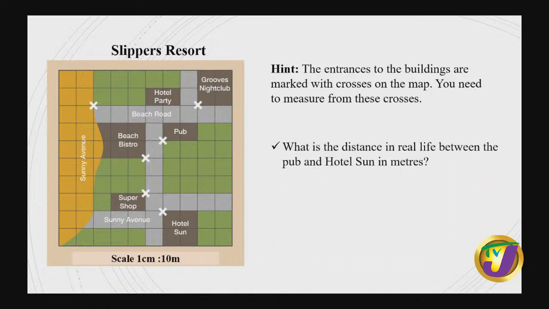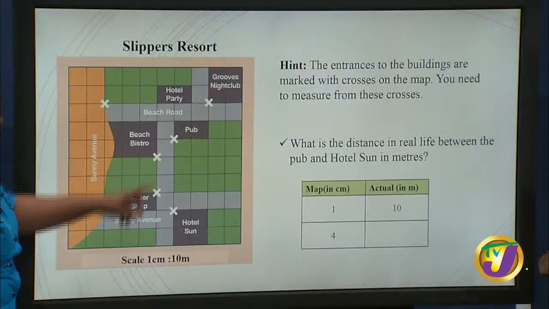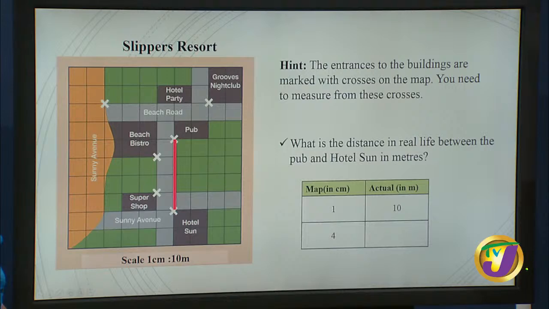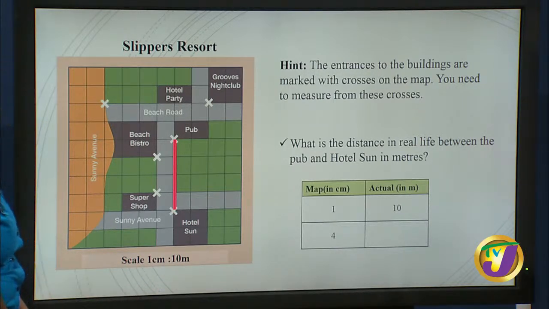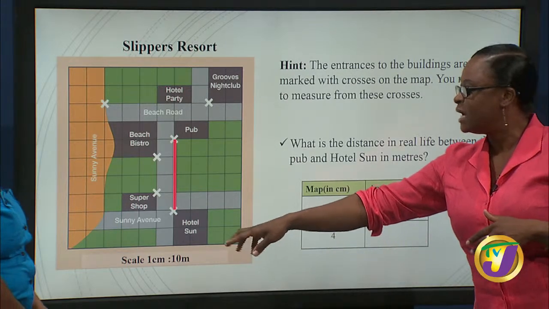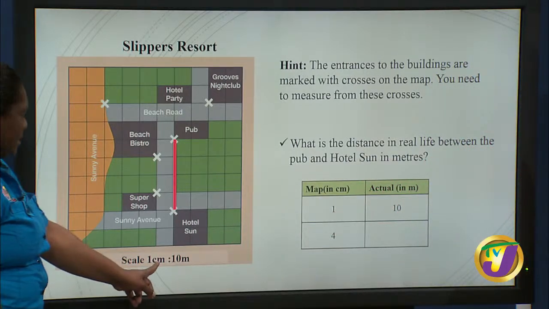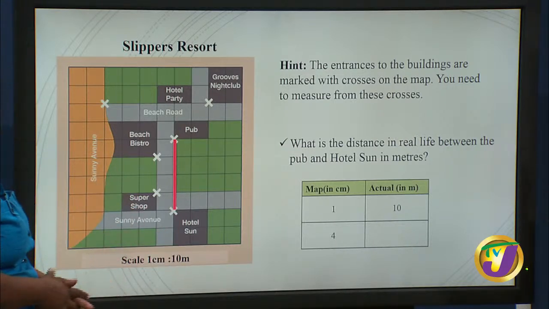So let's look at it. First question: what is the distance in real life between the pub and the Hotel Sun in meters? Here is the pub and the Hotel Sun is right there. So the total distance would be a line drawn right there. Now the scale is important. What kind of scale are we using here? That looks like the direct statement, because included in it are the units to tell what each term means. So for every 1 centimeter on the map, it represents 10 meters in real life. Good, I can work with that.